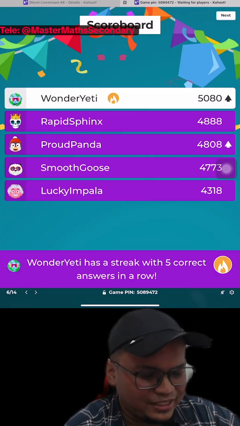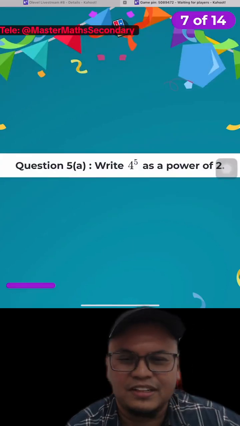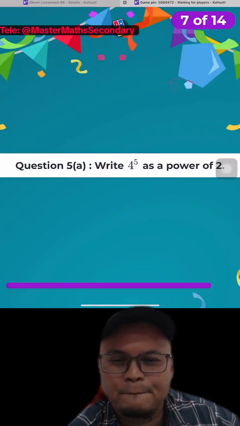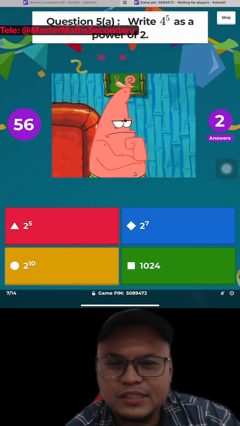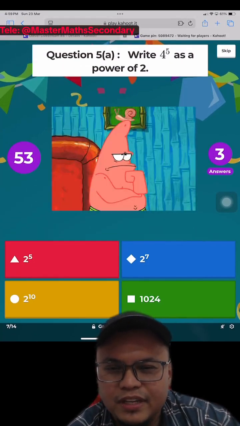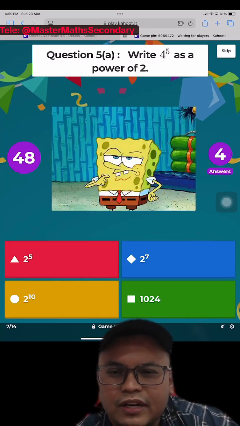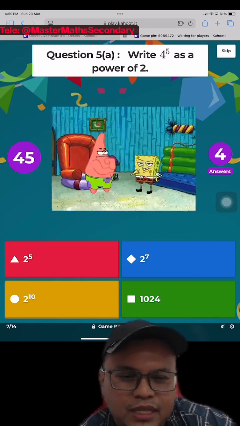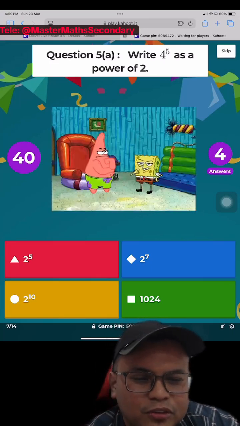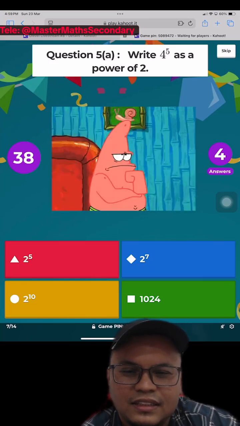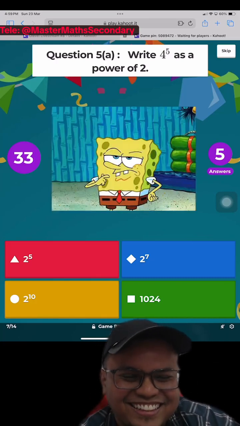Okay, let's take a look at the next one, guys. Okay, ready? In 3, 2, 1. Next question, question 7. I think this one is quite easy, right? Okay, write 5a. Write 4 to the power 5 as a power of 2. Okay, which is the correct answer? I think this one is quite straightforward. Yeah, I think it's a Sec 3 topic on indices.